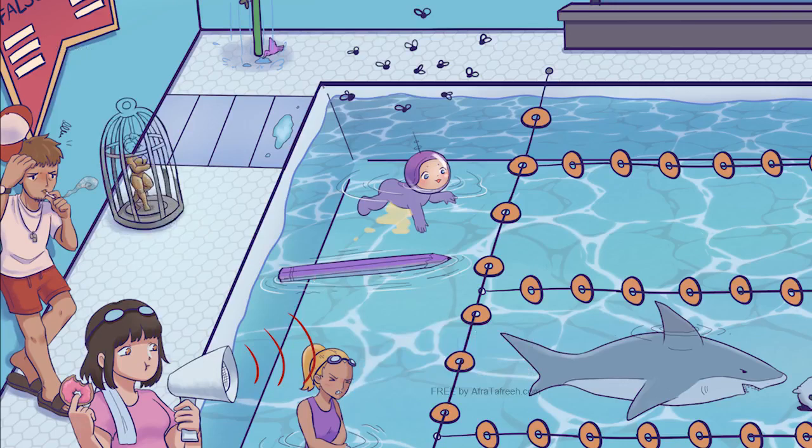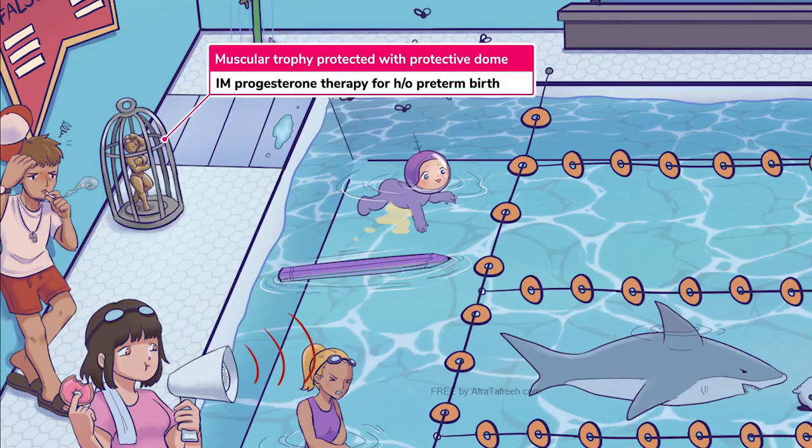Remember how we mentioned that a history of preterm birth puts your patient at a much higher risk for preterm birth in her current pregnancy? If you know your patient has a history of a preterm birth, then you can give her intramuscular progesterone injections throughout pregnancy to try to prevent another preterm birth. We've represented IM progesterone therapy with this muscular trophy, protected by our recurrent symbol for progesterone, the protective dome.